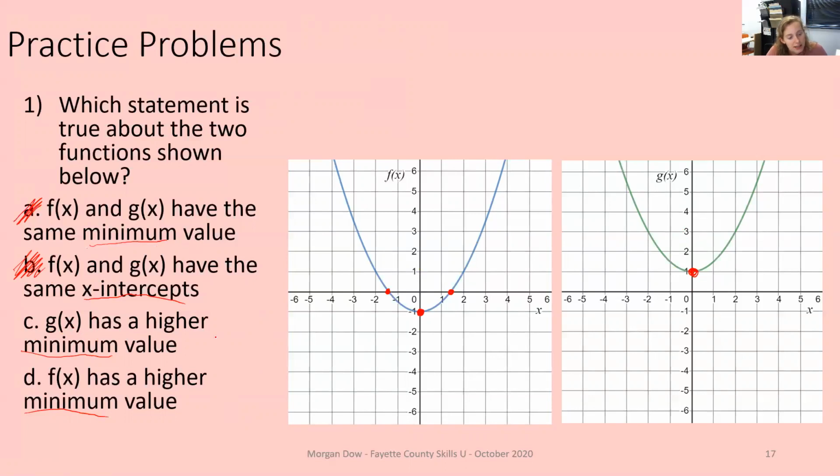Choice C, g of x has a higher minimum value. Well, we looked at the minimum values already. F of x has a minimum of -1. G of x has a minimum of 1. 1 is higher than -1, right? A minimum value of 1 is higher than a minimum value of -1. So I think choice C is what we're looking for here. Choice C is the true statement.